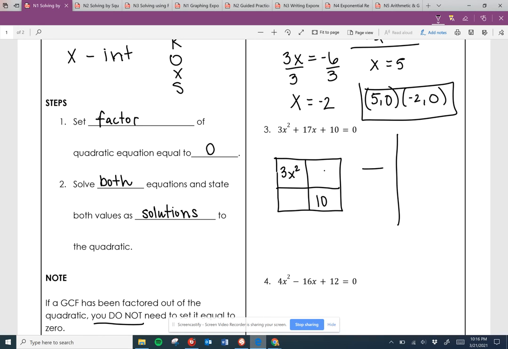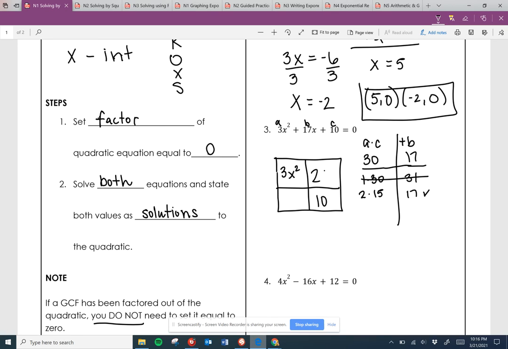In order to find that out, I have to come here and say A times C adds up to B. Okay, my A is 3, my B is 17, my C is 10. So 3 times 10 is going to give me 30, and then my B value will be 17. So I'm looking for two numbers that multiply to be 30 and add up to be 17. Okay, 1 times 30 adds up to be 31, so that's not it. 2 times 15, well, that is going to add up to be 17, so that is my two factors.